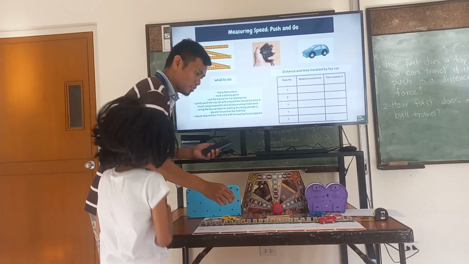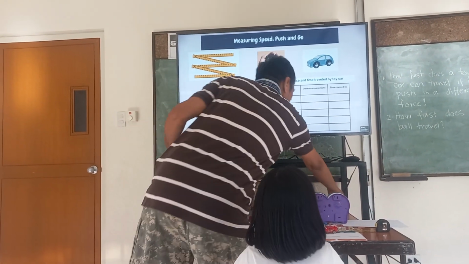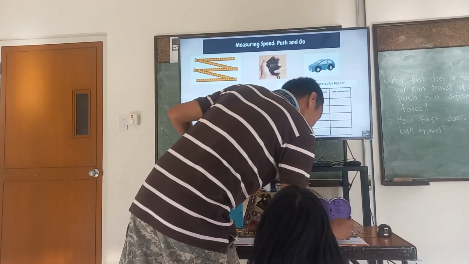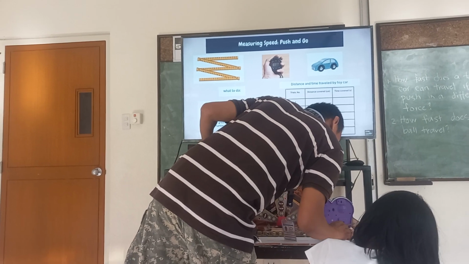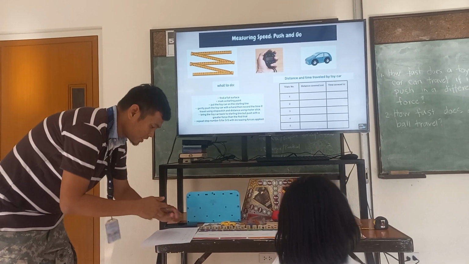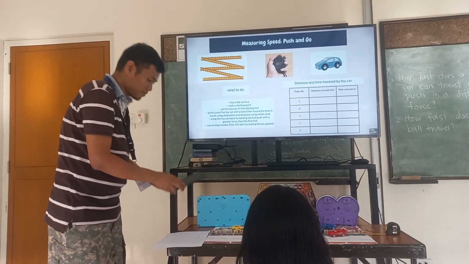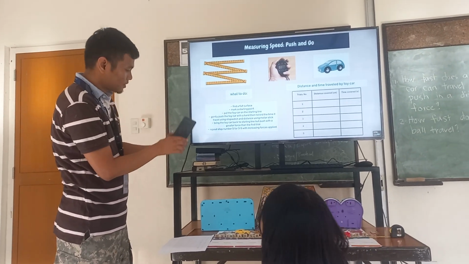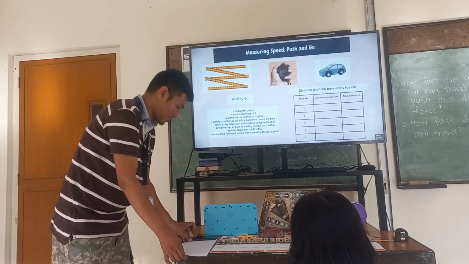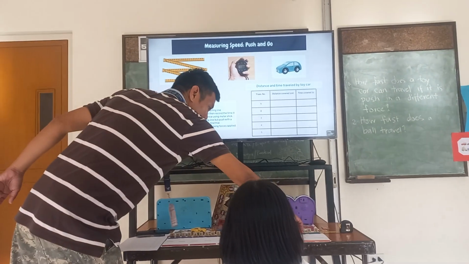Okay. So what is the measure of this? So we have 63. So the distance is 63 for our first trial. And the time is 1.36 seconds. Okay. So we will have a second trial.